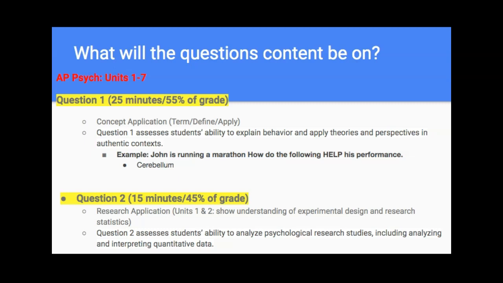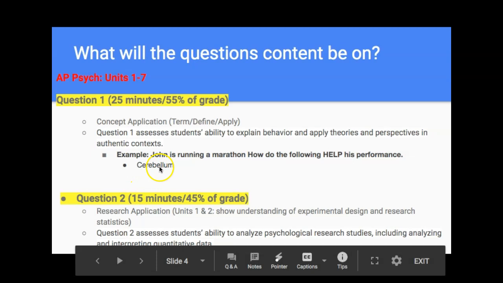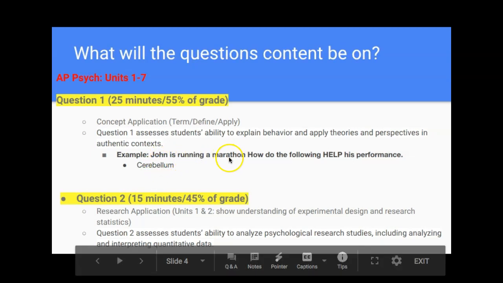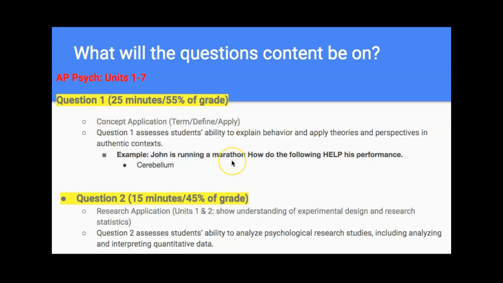So in this example, I am giving an application of my understanding of what the cerebellum does, but I'm also relating it to John, to running, and to this race and his performance in it. So I would score. But if I just say the cerebellum controls balance, that's just a fact. That's a flat-out definition, and I'm not going to score for something like that. So make sure you're defining the term and also applying it, okay?